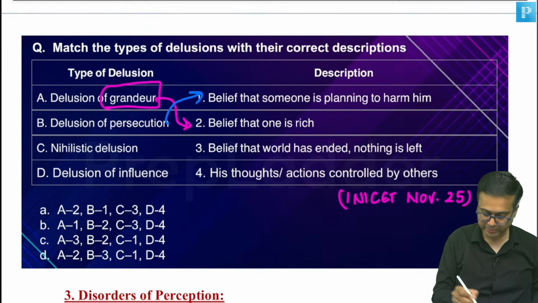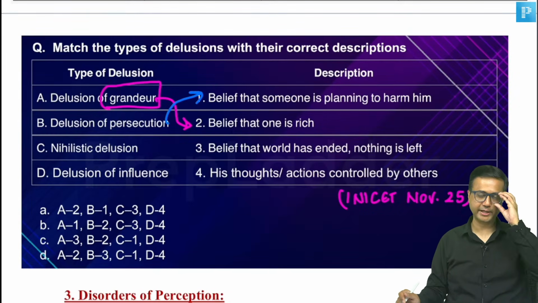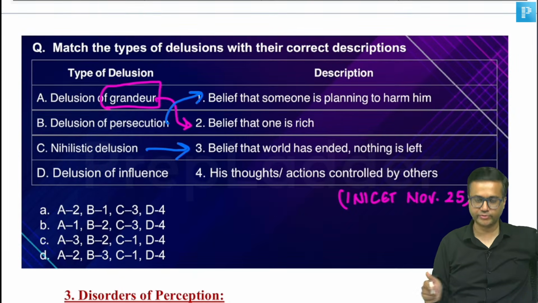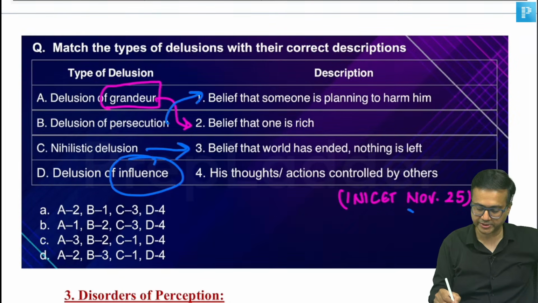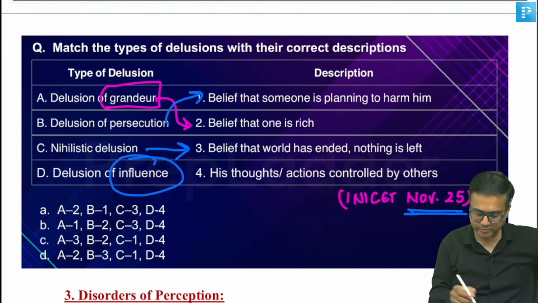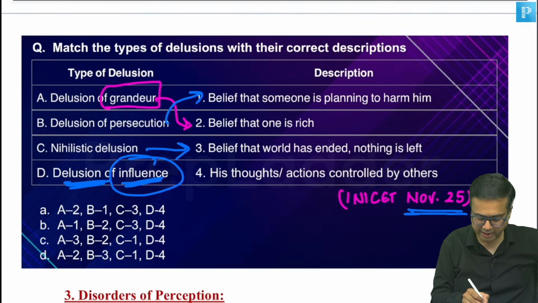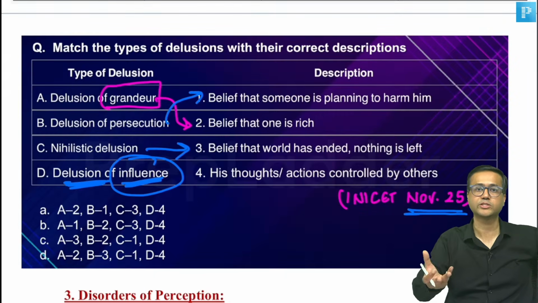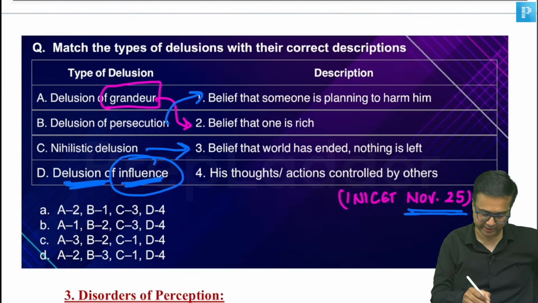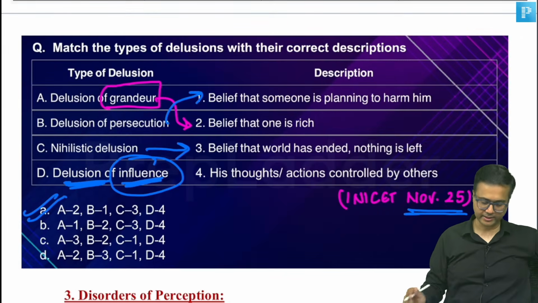Delusion of persecution: patient thinks someone is planning to harm him. Nihilistic delusion: believes that the world has ended, nothing is left. Can you appreciate here also, they have repeated this in the next INI-CET exam. Delusion of influence: there is a delusional belief that his thoughts and actions are influenced by others. So the answer is A2, B1, C3 and D4. So the answer is option A, right?